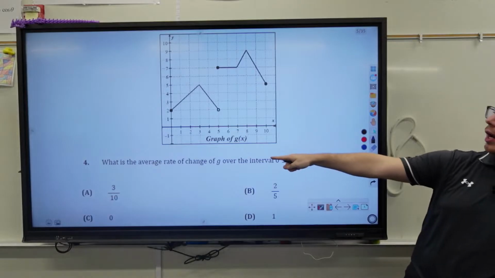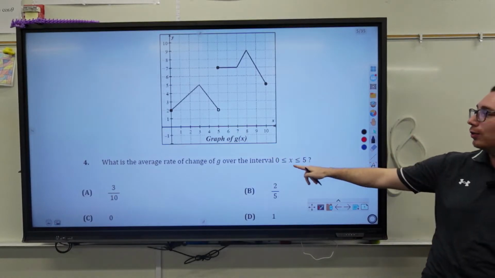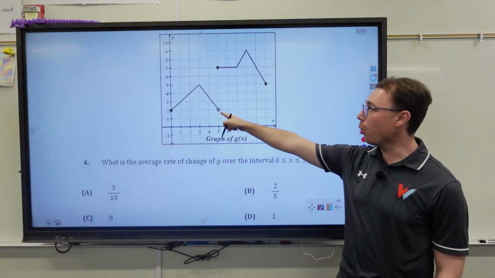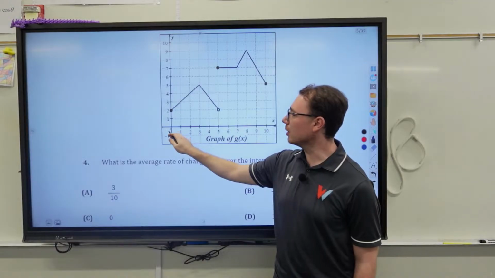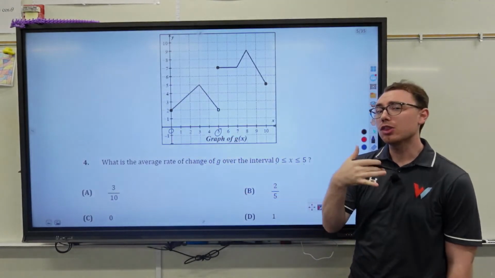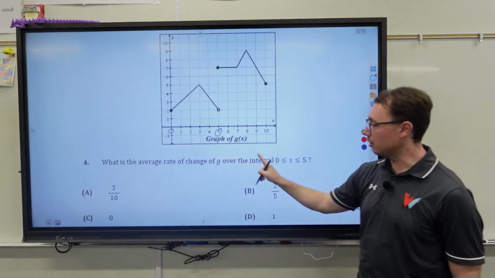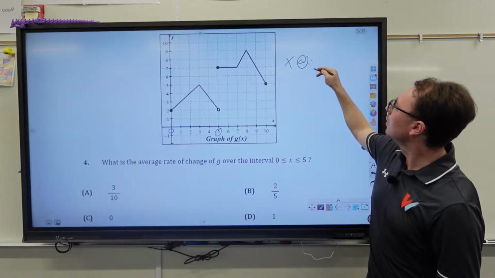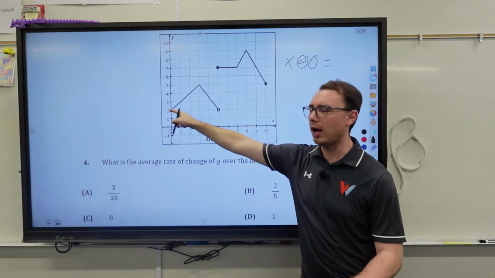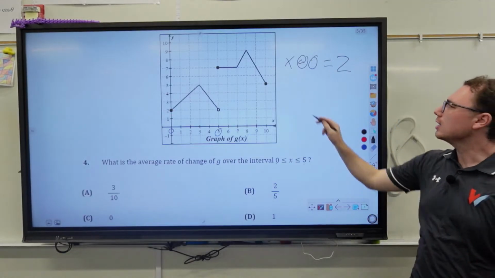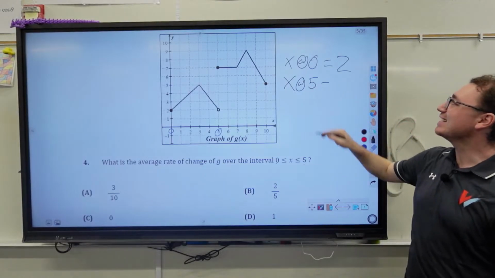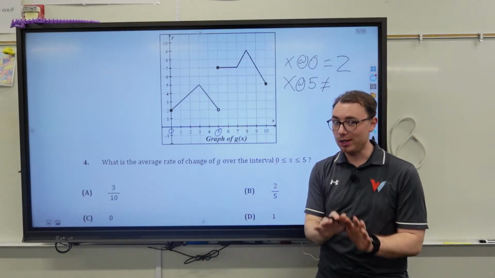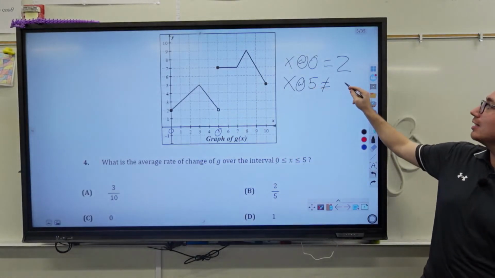For problem 4, we're given: what is the average rate of change of g over the interval of 0 to 5? Problem 4 is pretty fun. Notice that the interval from 0 to 5 is already listed in this graph here. So if x is equal to 0 here and x is equal to 5, we want to find what the y values are at those specific locations. At x is 0 and x is 5. So we know that g at 0 here is equal to 2 on our graph. But notice that g at 5 is not equal to 2 again. Notice that for this problem here, there's a hole in the graph. So g at 5 does not equal 2.